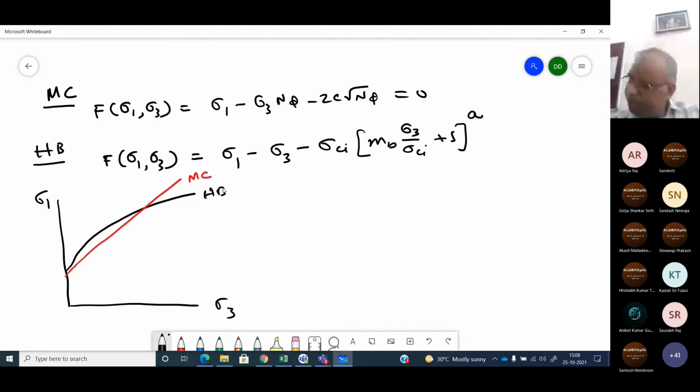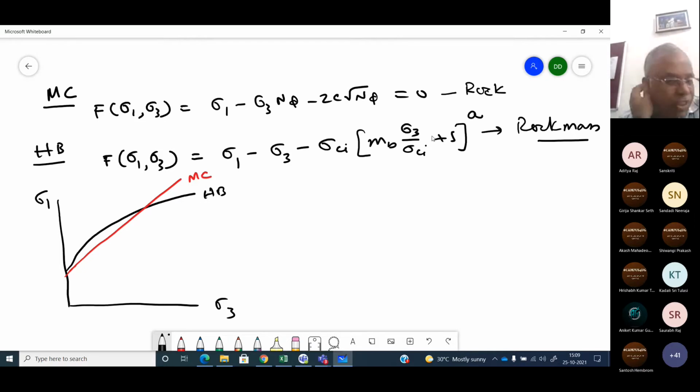Now one thing we can do is ask whether these two criteria are equivalent to each other. If somebody asks us like that, how do you make it equivalent? As you know, this is for intact rock and this is for rock mass, because I told you this has GSI, which is coming from rock mass classification. So then how do we compare?